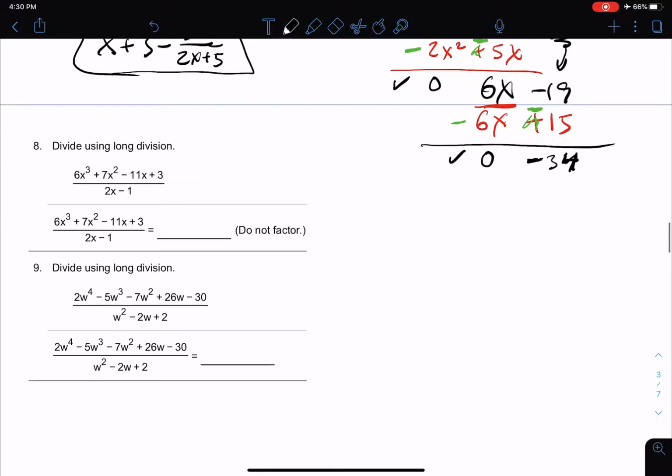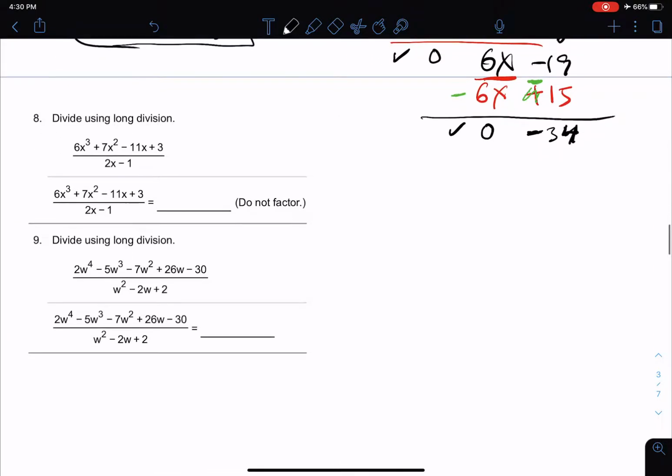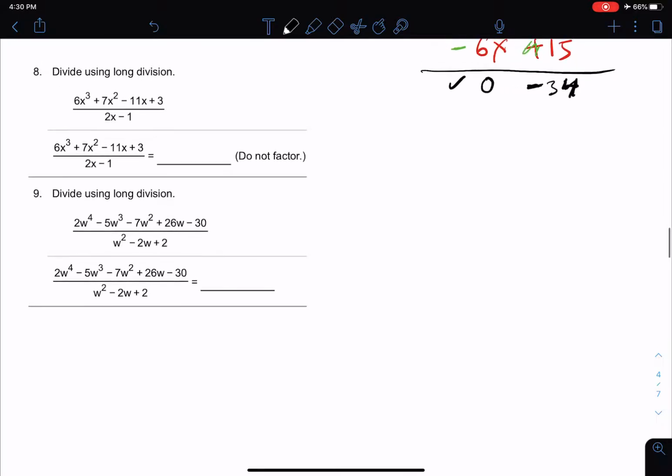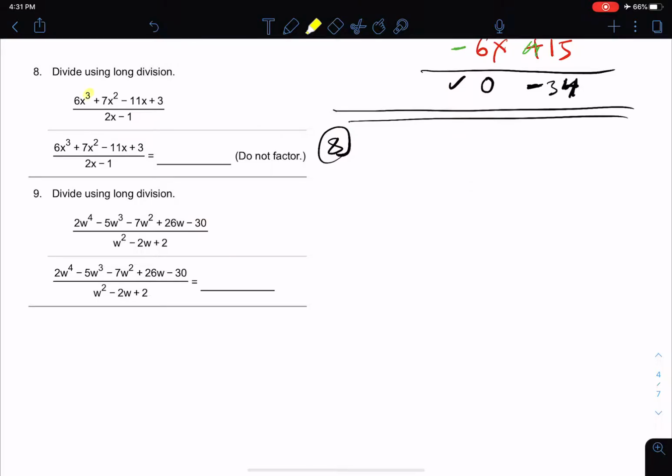Okay. Now we've got more polynomial long division. Let's see if we can squeeze this in. I'm going to put 8 right here. And it says divide using long division or polynomial long division. Something that I always want to make sure is happening is to look at this problem when I first have it and make sure it is in proper order: 3, 2, 1, and then constant. That's good. Okay, so that is ready to go.